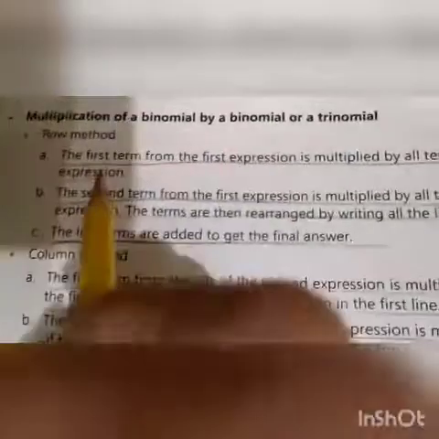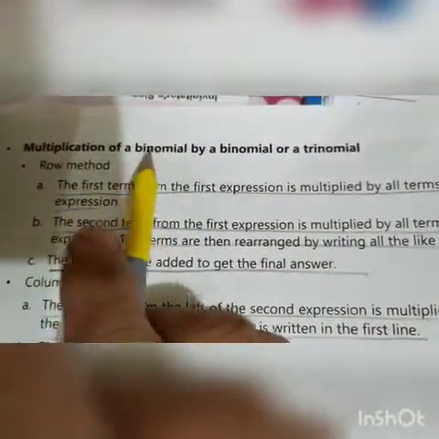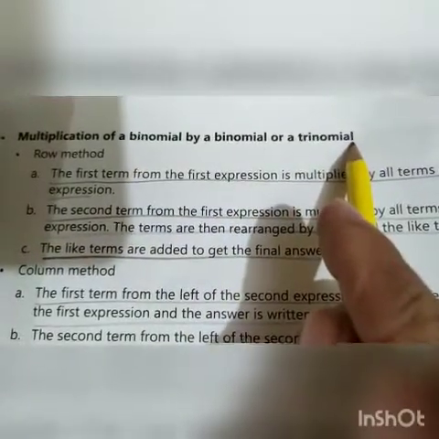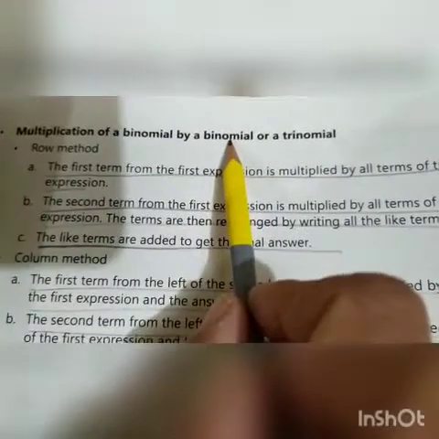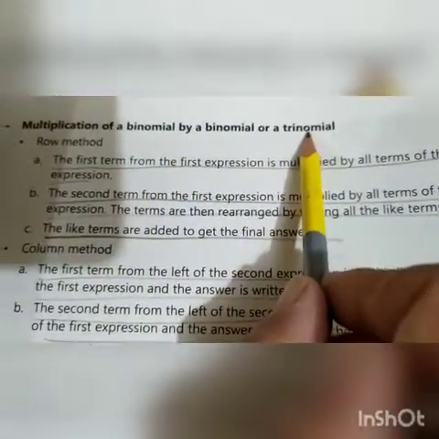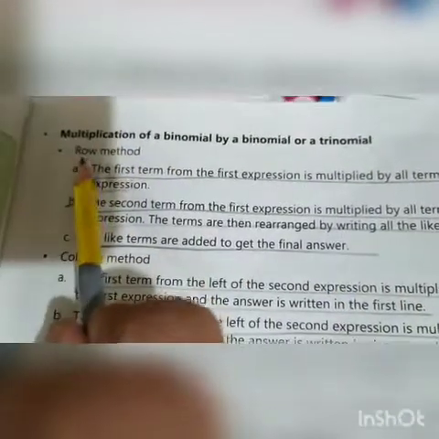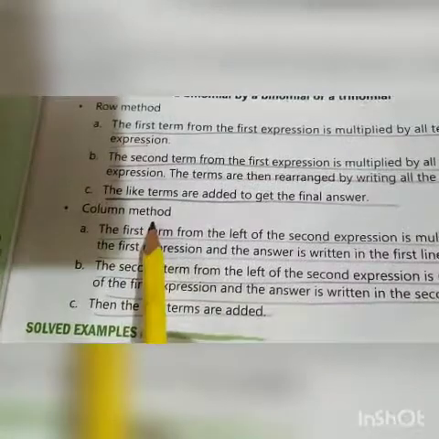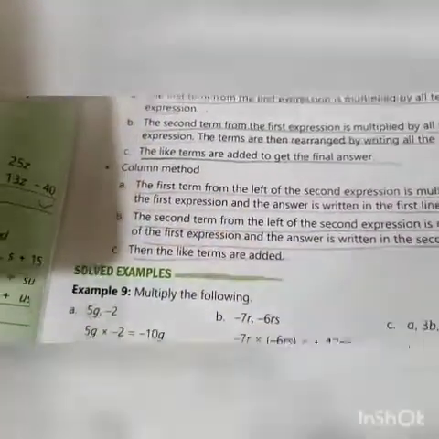Now the third category is multiplication of a binomial by a binomial or a trinomial. Here both the terms may be binomial, or one term may be a binomial and the other a trinomial. For this category there are two methods. First is the row method and second is the column method. See again these examples.